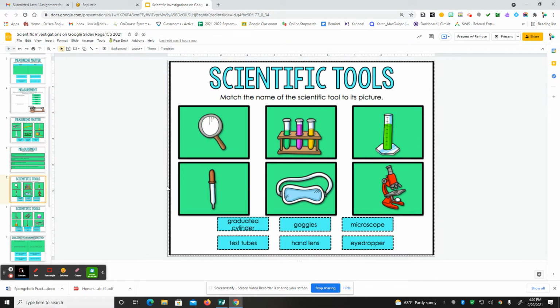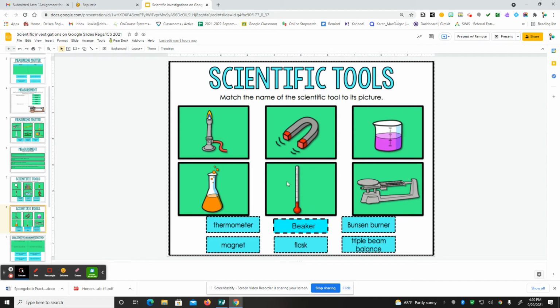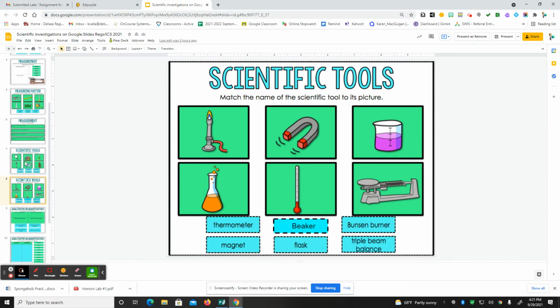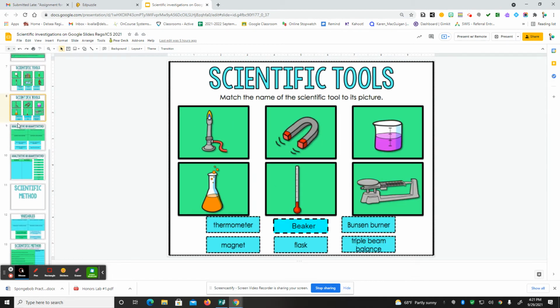Slide 7 is your scientific tools. So you're going to drag and drop. We've been working on these science tools. So these are really easy to drag and drop, to double check. And then same thing here. There's one I think that we haven't covered, but overall you should be able to do process of elimination for both slide 7 and slide 8.